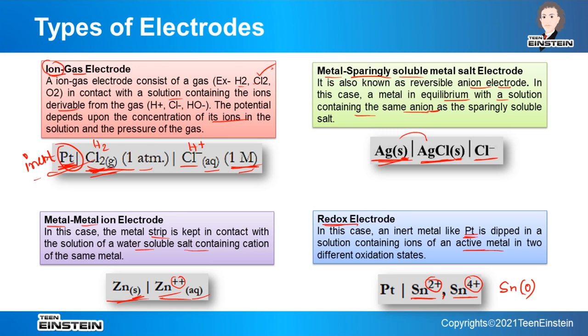So obviously these two cannot be in solid strip or rod like nature. That is why we have to use this inert electrode, platinum, because here tin is not present in zero oxidation state, so it cannot act as a metal electrode. Okay, so that is why platinum is used. So these are mainly the 4 types of electrodes, but there may be some other types, but these are the most common. You will see the examples, that will be any of these 4 types.